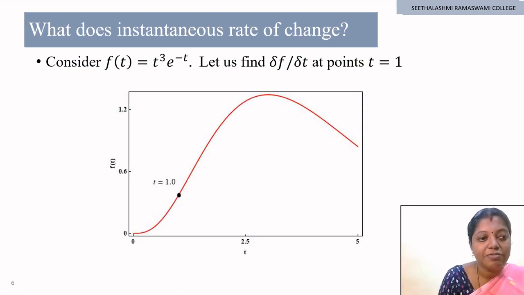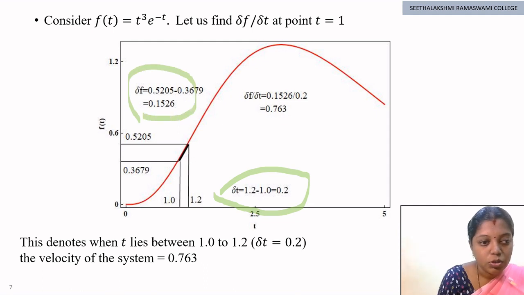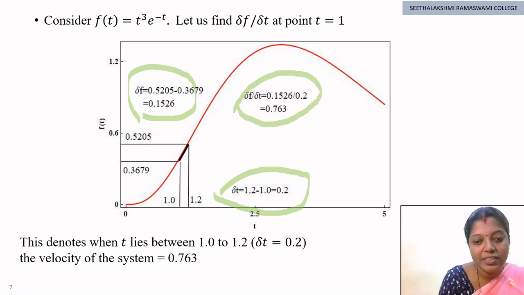As I told, this f of t is nothing but, here I have plotted t cube e power minus t. I try to find the del f by del t at a point t equal to 1. So this is t equal to 1. For that, I have considered a short range, that is del t equal to 0.2, and I found the del f over this point. So this is 0.52, this is 0.36, so that del f is 0.1526. So the del f by del t is 0.763.